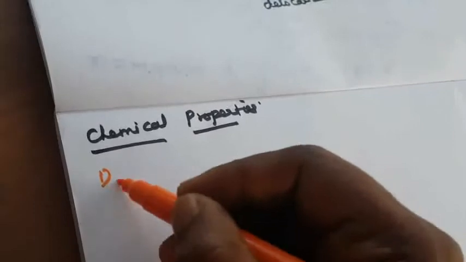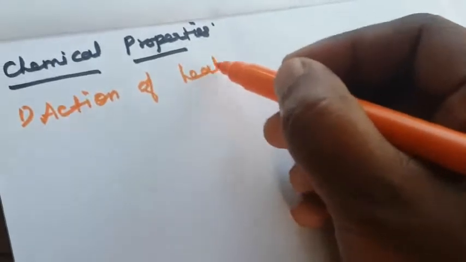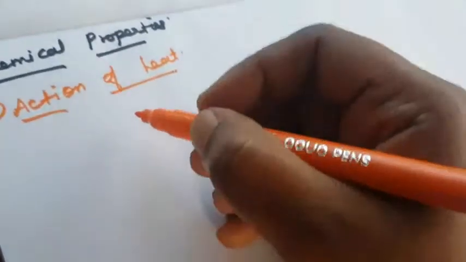Next topic is the chemical properties of potassium permanganate. The first one is action of heat. What is the meaning of action of heat? It will decompose, right? Decomposition of KMnO4.